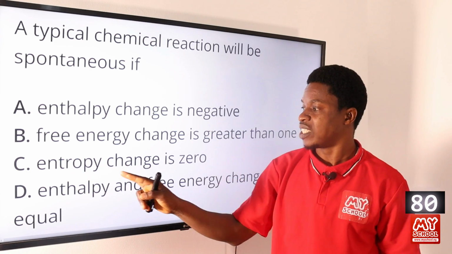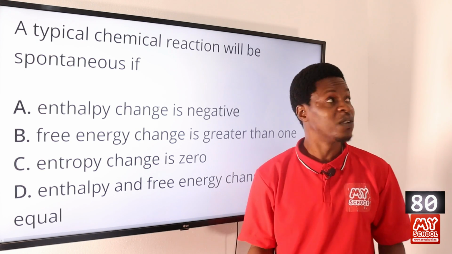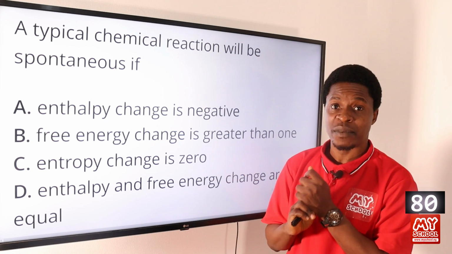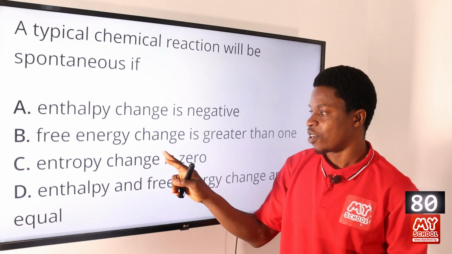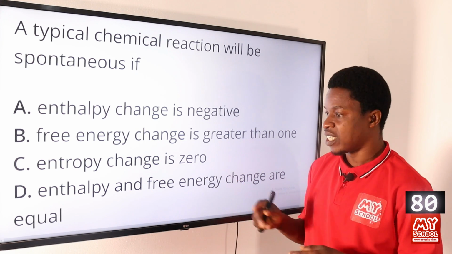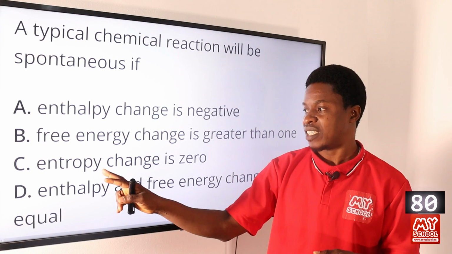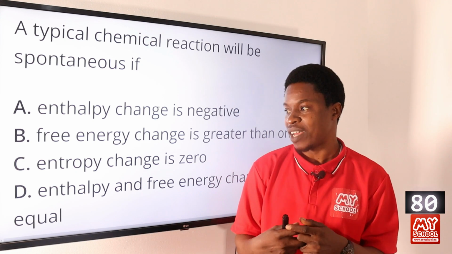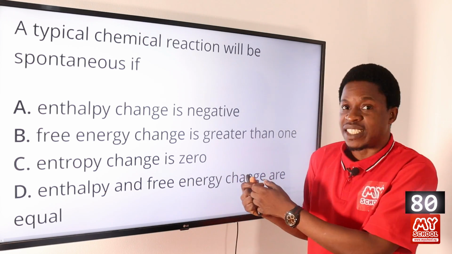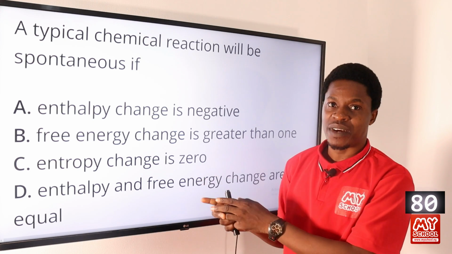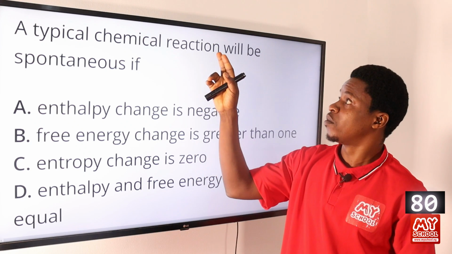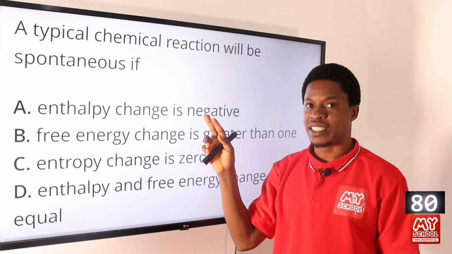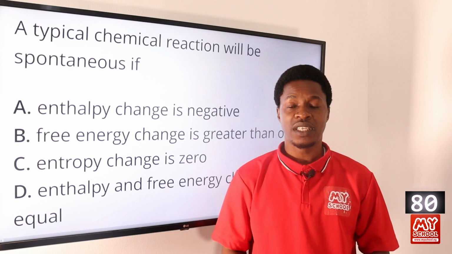Option C says entropy change is 0. If entropy change is 0, that means delta S is 0. That means it is actually at equilibrium. It is not positive. So this is not correct. Option D says enthalpy and free energy change are equal. If enthalpy, that is H, and G are equal, of course, it also means that it is not correct, because we are saying that the heat that is needed and the free energy are equal. So this also is not correct. So the correct answer here is a typical chemical reaction will be spontaneous if enthalpy change, or delta H, is negative. So the correct answer is option A.